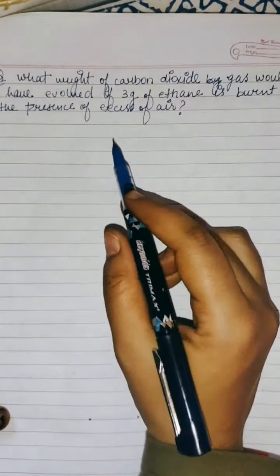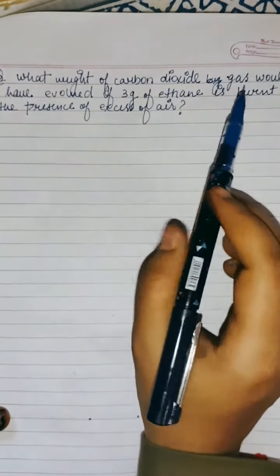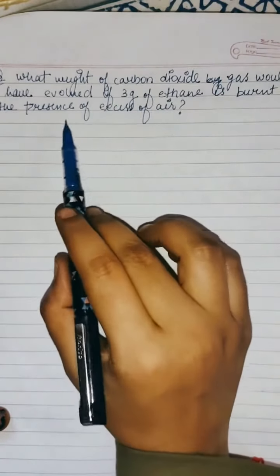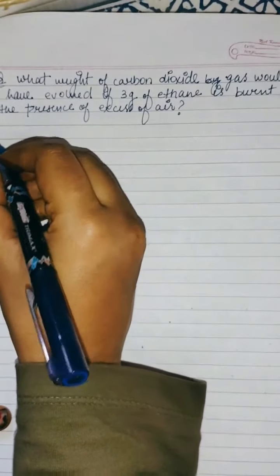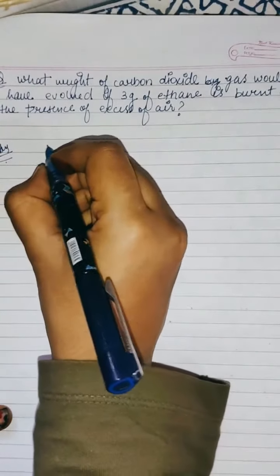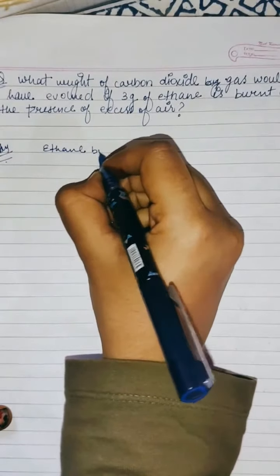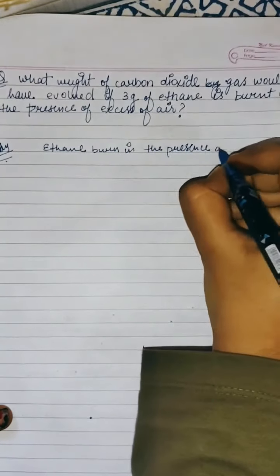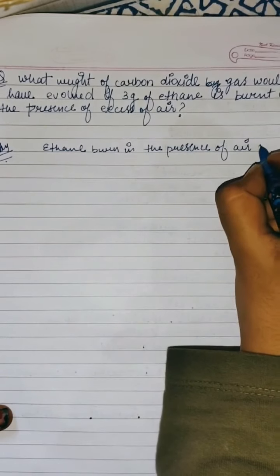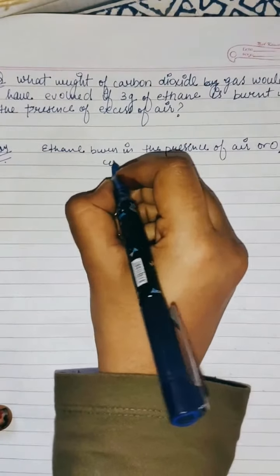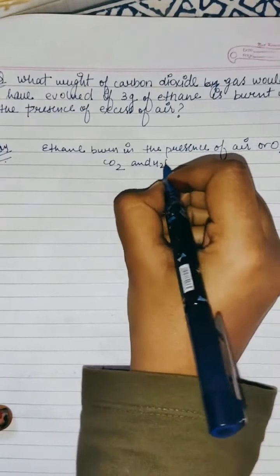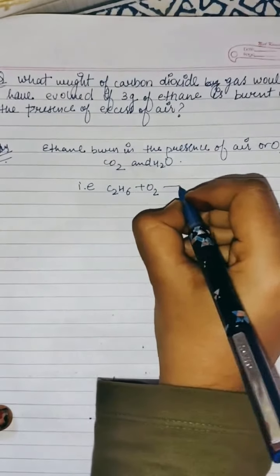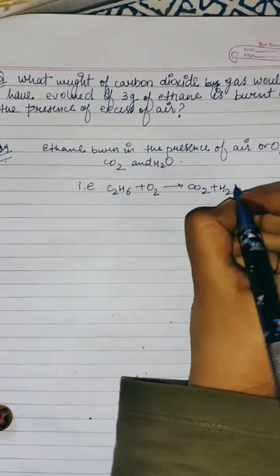The first example is, what weight of carbon dioxide gas is evolved if 3 gram of ethane is burned in the presence of excess air? So we start: ethane burns in the presence of air or O2 and produces CO2 and water. That means the chemical reaction is C2H6 plus oxygen gives CO2 plus H2O.